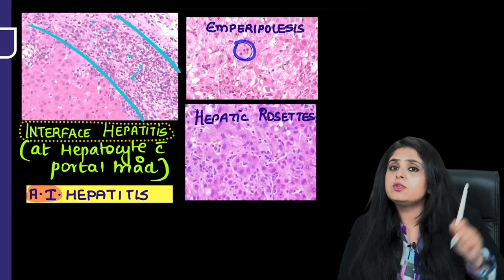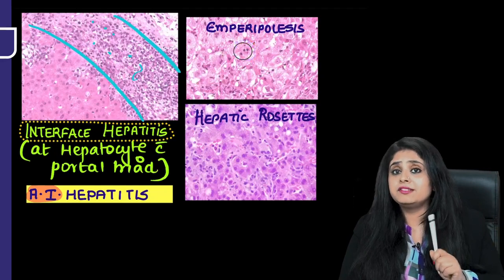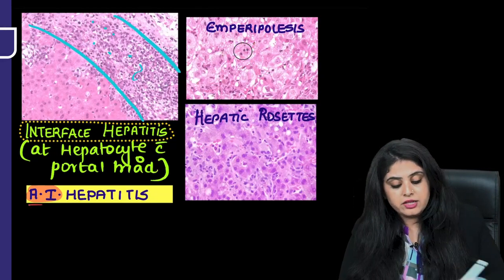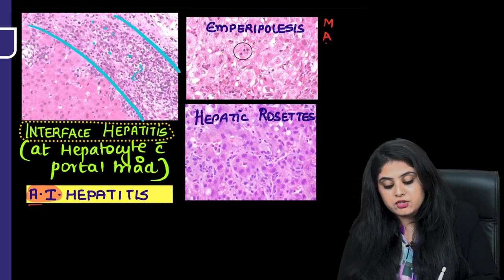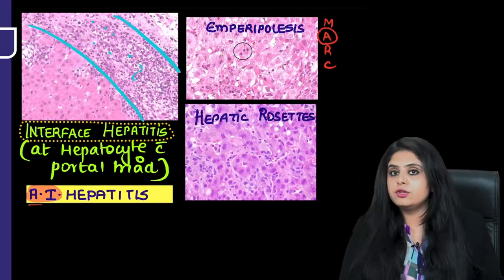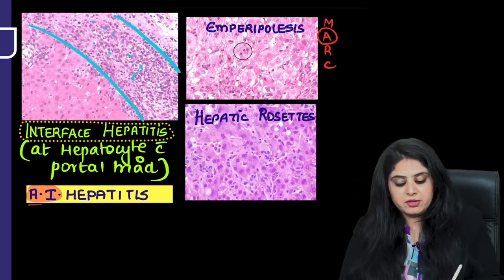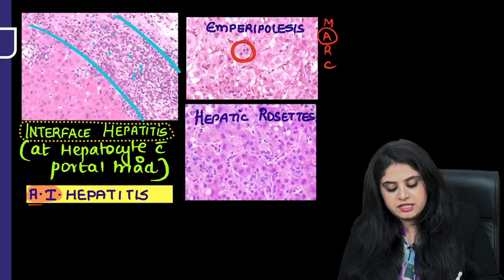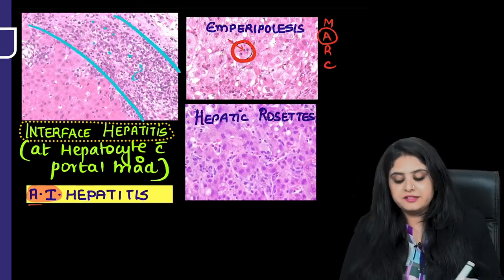Then I've already taught you in the second chapter images emperipolesis, cell in cell. Did I teach you the mnemonic, Mark? Mark shows you emperipolesis, and in that I told you autoimmune hepatitis shows you emperipolesis. There's a big cell which has eaten a tiny little cell. Yes, cell in cell appearance.